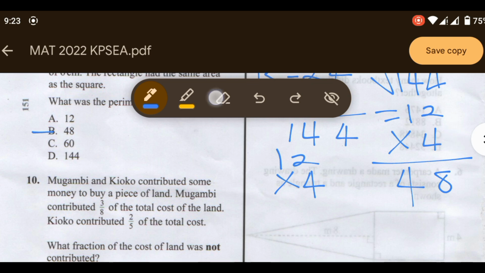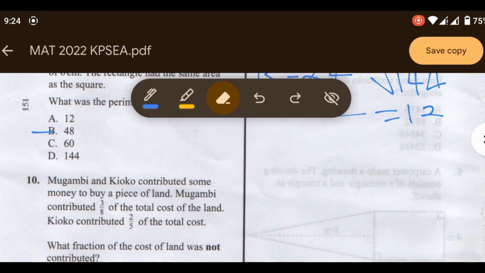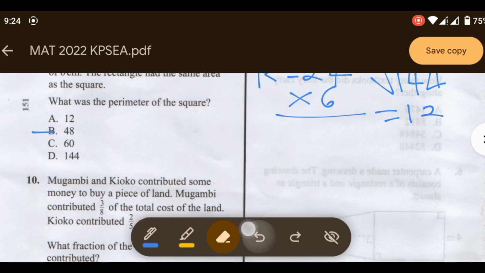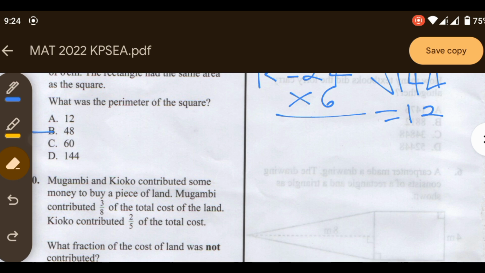All right, today we're going to do until number 10. So watch out for the next 2 videos, because this paper has 30 questions. So today we do 10 questions, the next time we do another 10, and finally we finish off with the remaining 10. So we're going to see number 10.